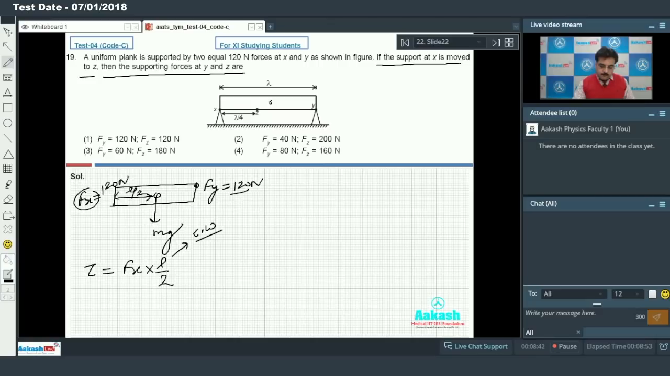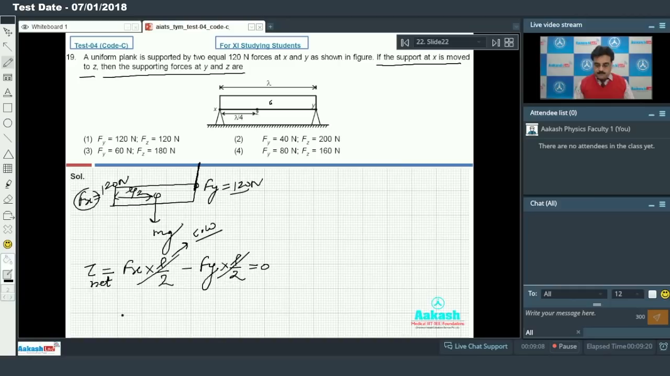And if I go for the torque created by Fy, we'll write it with a negative sign because the direction of this torque is anti-clockwise, and the perpendicular distance is L by 2. This is the initial torque, but as per the question, the magnitude of the forces will be equal, so we can cancel them. So the initial torque will be 0.